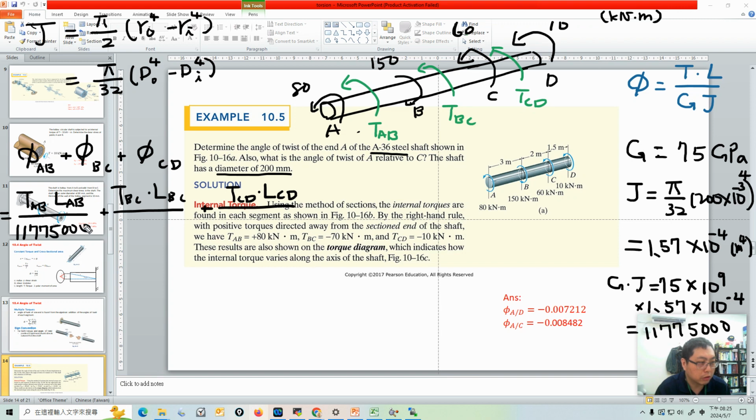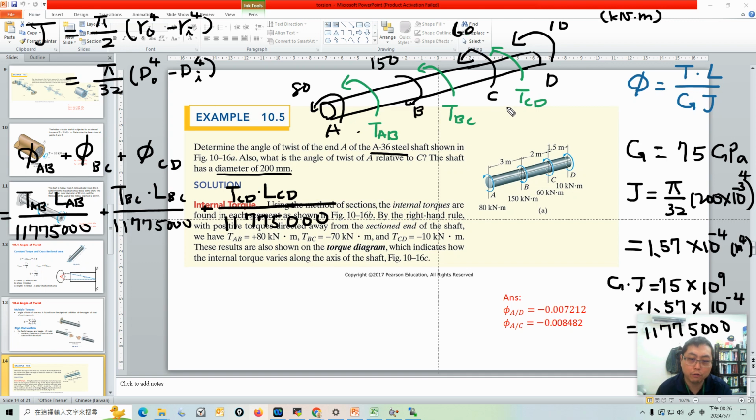Okay, so it's 11775000. And this problem also gives us the information for LAB, LBC, and LCD. LAB is 3, LBC is 2, LCD is 1.5. That's from the problem description. So the only thing left is we need to calculate TAB, TBC, and TCD.